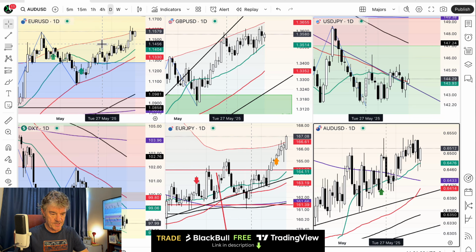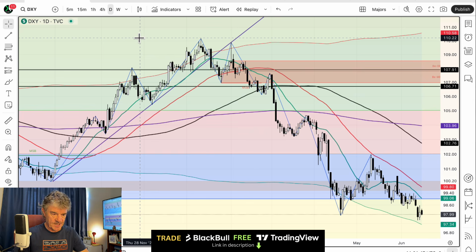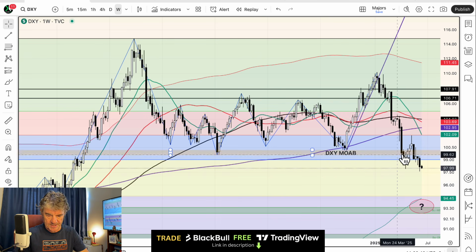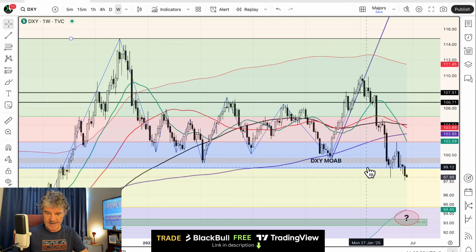We're still short on the US dollar, and I continue to think that the dollar is going to move down. I'm going to switch this to a weekly chart on the dollar index here, and I've got this denoted as Dixie Moab. We've broken down below there. It's a very, very long-term support level. And after having cleared out that top there, we've now moved down to the bottom and cleared out the bottom. And we're down now below Dixie Moab.